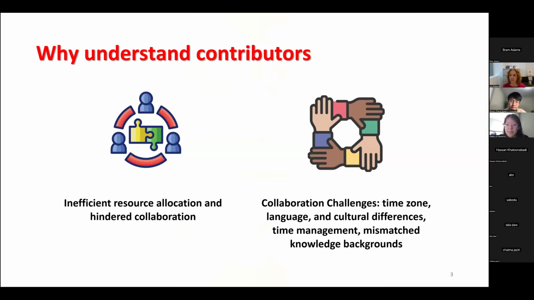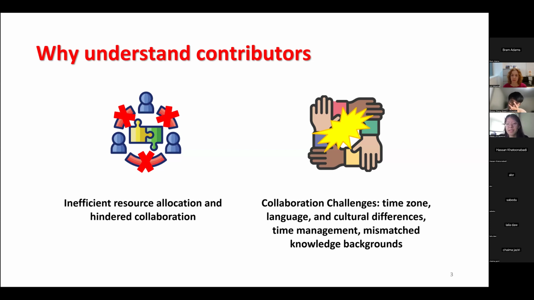And since developers are the most important resource in software development, a deep understanding of the contributor teams would greatly benefit the OSS management, especially because the contributors are distributed far away and they have diverse backgrounds. So it brings more difficulties for project managers to understand their team well and foster an efficient collaboration.